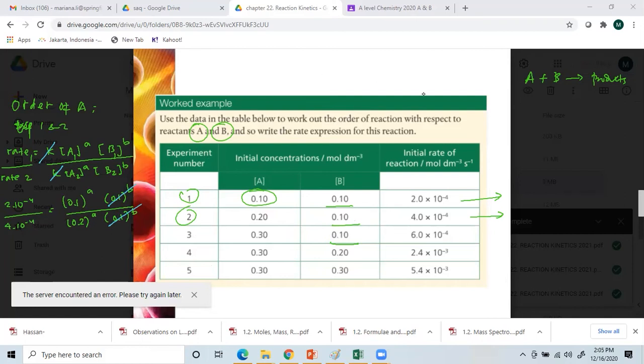So let's solve this problem. 2 over 4 is half, equals, we can combine this, 0.1 over 0.2 is half again, to the power of a, right? So this should be half to the power of 1, so 1 equals a. a equals 1. So the order of A is 1, the first order.